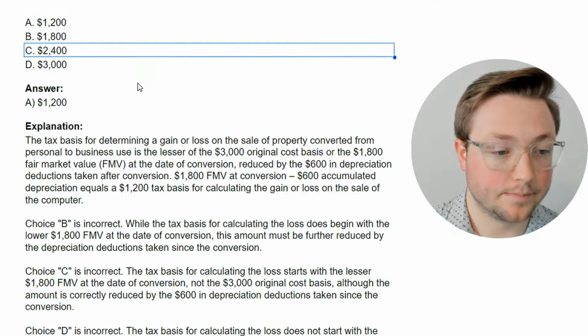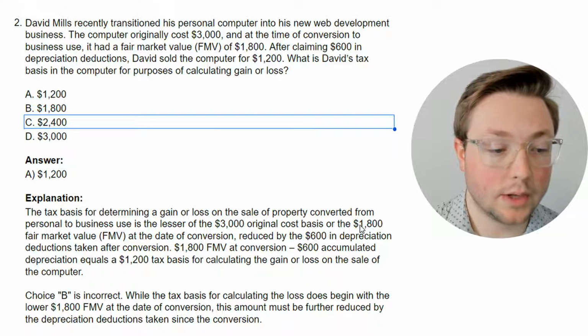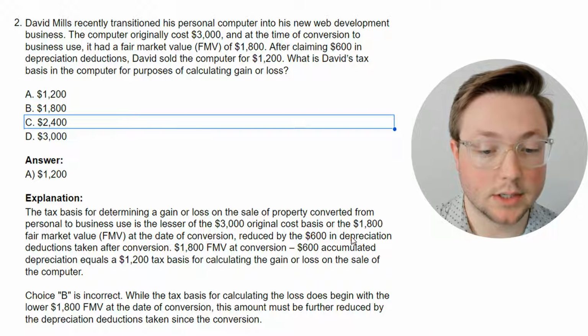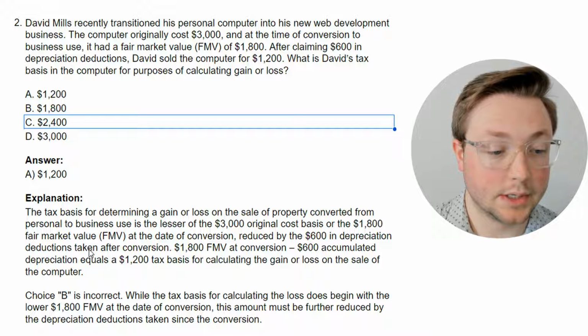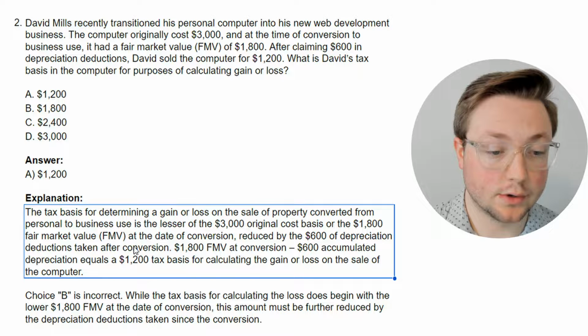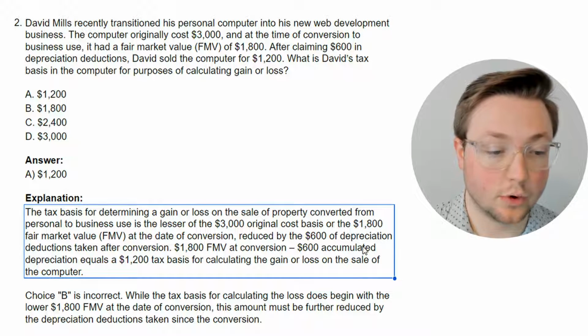So the answer is $1,200. Let's understand why that is. The tax basis for determining a gain or loss on the sale of property converted from personal to business use is the lesser of the $3,000 original cost basis or the $1,800 fair market value at the date of the conversion, then reduced by the $600 of depreciation deductions taken after the conversion. So the $1,800 fair market value at conversion less the $600 of accumulated depreciation equals a $1,200 tax basis for calculating the gain or loss on the sale of the computer.